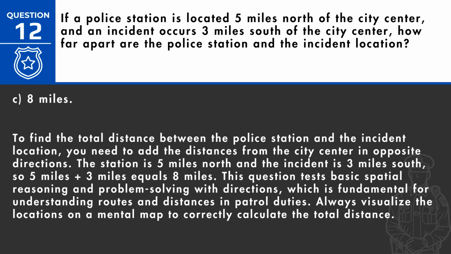Answer: C. 8 miles. To find the total distance between the police station and the incident location, you need to add the distances from the city center in opposite directions. The station is 5 miles north and the incident is 3 miles south, so 5 miles plus 3 miles equals 8 miles. This question tests basic spatial reasoning and problem solving with directions, which is fundamental for understanding routes and distances in patrol duties. Always visualize the locations on a mental map to correctly calculate the total distance.